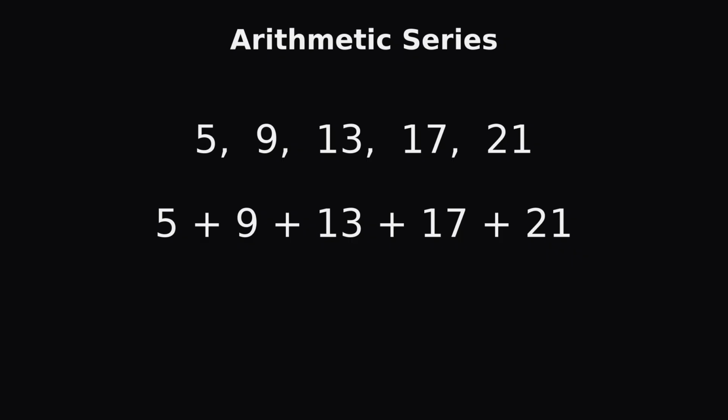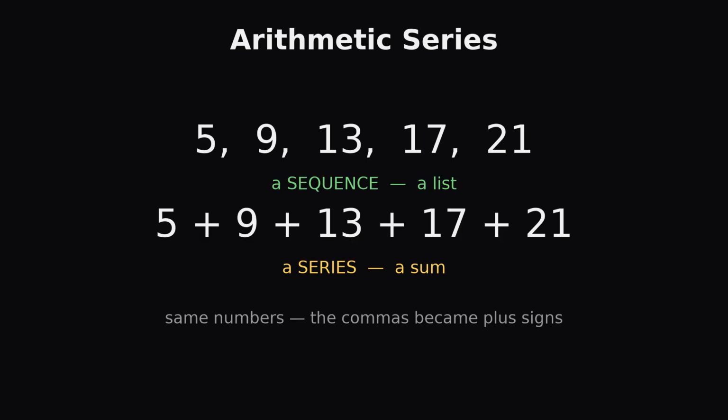The top line is a sequence. It's a list. The bottom line is a series. It's that same list added together. Same numbers. The commas have just become plus signs. And that's the whole distinction. A series is what you get when you add a sequence up.